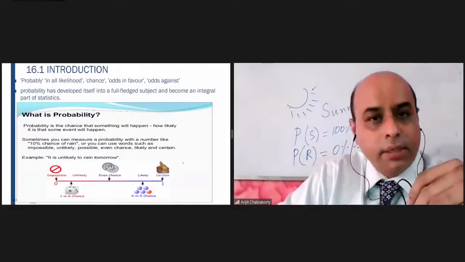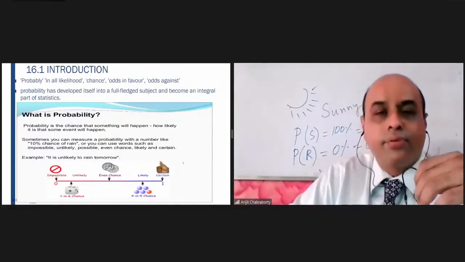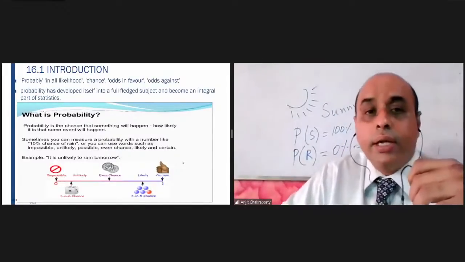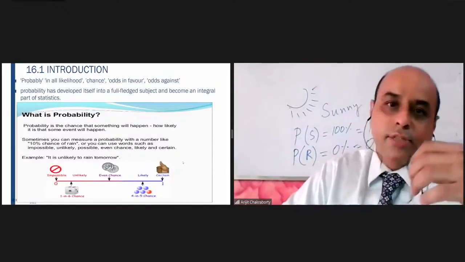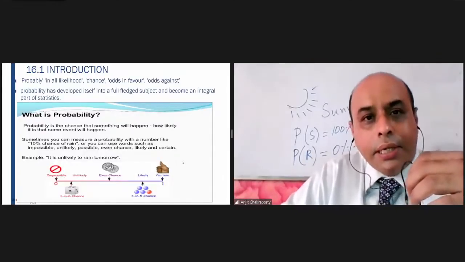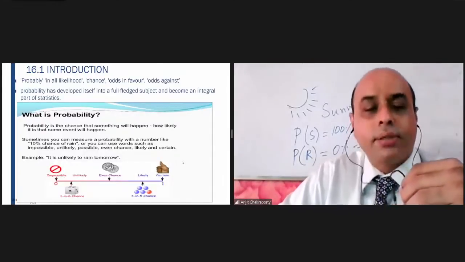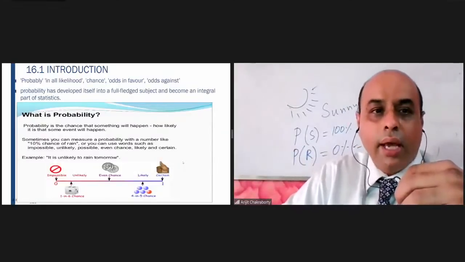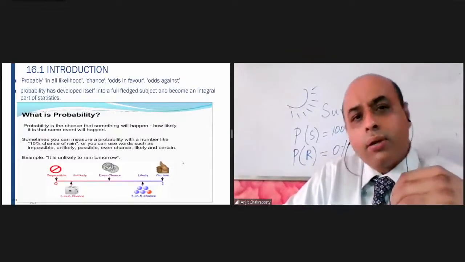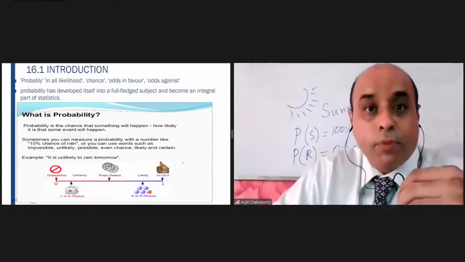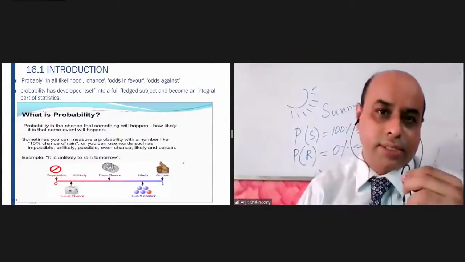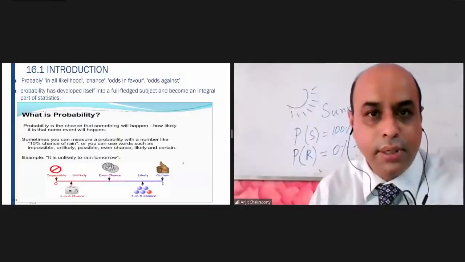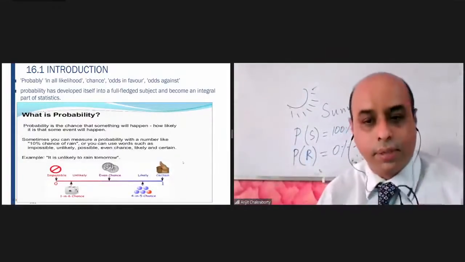And if you see the study material in the introduction part itself, in the institute study material, it is clearly stated that it is now an integral part of statistics, and it has many names. Probability has different similar terms like chance, odds in favor, odds against, and likelihood. You can also say the word possibility. What is the possibility of passing in this exam? If I say the possibility is 50% or 60%, this is also another term of probability.